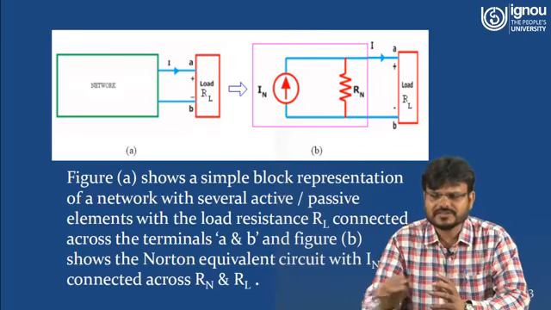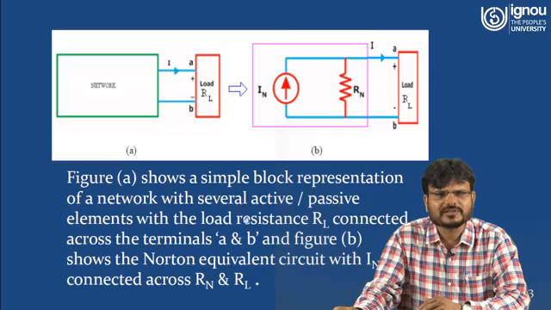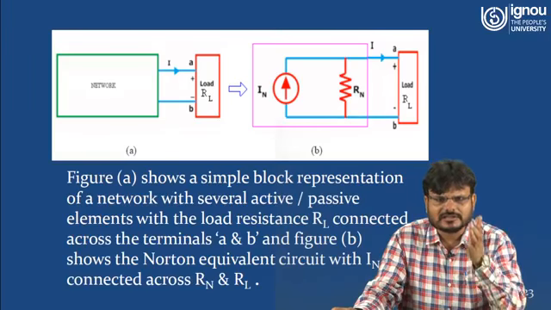Now here you can see figure A shows a simple block representation of a network with several active and passive elements, with the load resistance RL connected across terminals A and B. And this is the equivalent circuit. Here you can see this is the Norton current. This Norton current is nothing but the short circuit current flowing through the two terminals.